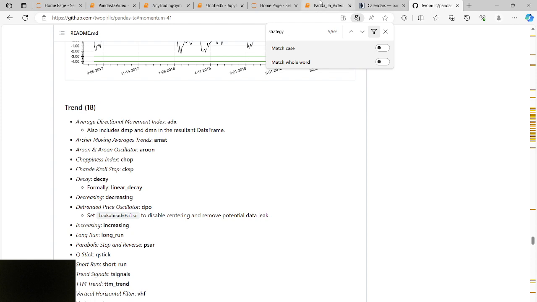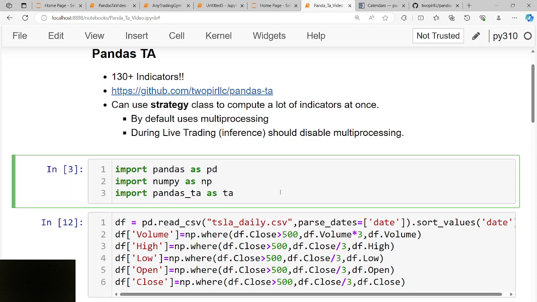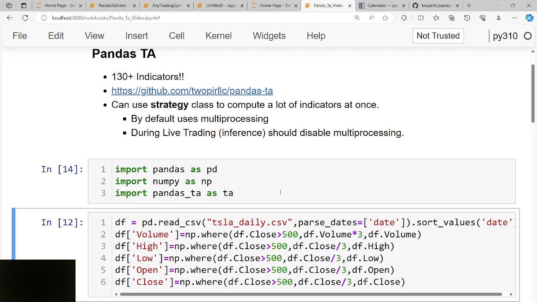So I want to show you how to compute them in a big picture. There's also a thing called strategy, which allows you to compute many of these indicators at once. By default, it uses multiprocessing to make it faster. But I will say during live trading, you need to disable multiprocessing because the overhead in multiprocessing is enough to mess up your algorithm, especially if your algorithm runs on a second-level timeframe. So, anyways, let's talk about this.